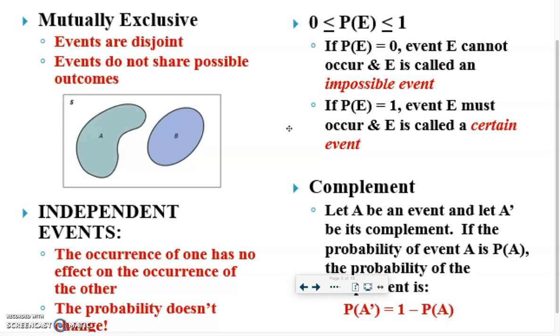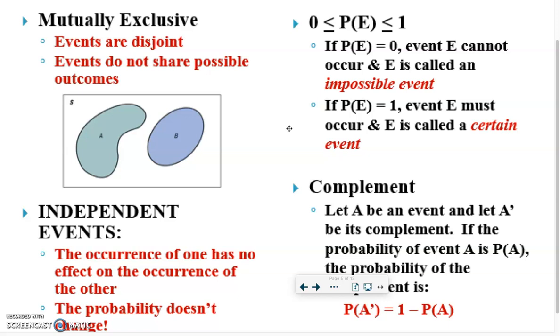Could I pull out one card that is both a 5 and a king? No, these are mutually exclusive. Now, could I pull out a card that is a 5 and a club? That could happen. Those are not mutually exclusive. Are we starting to see the difference here a little bit?